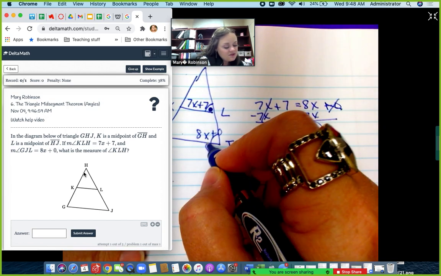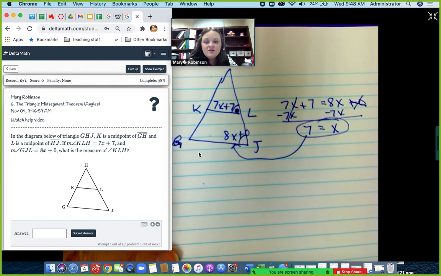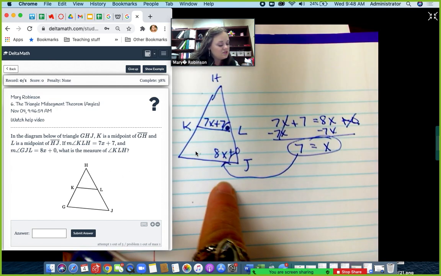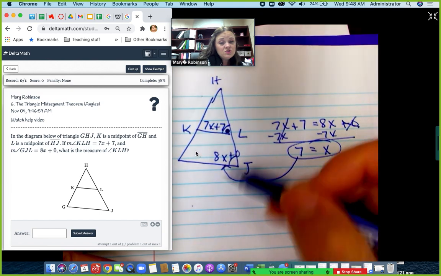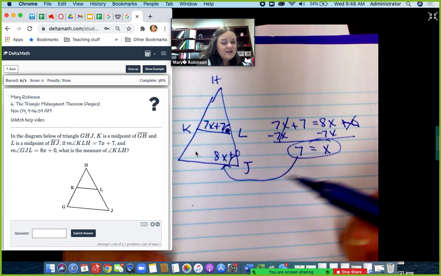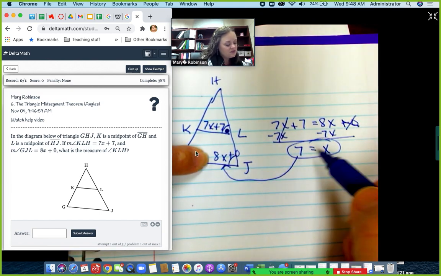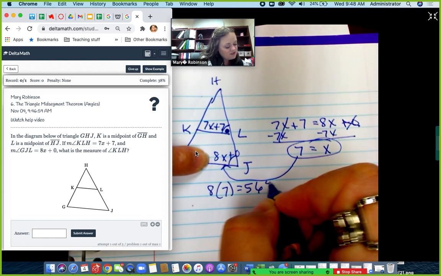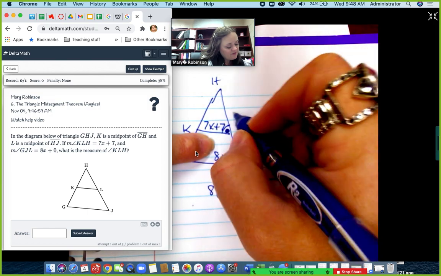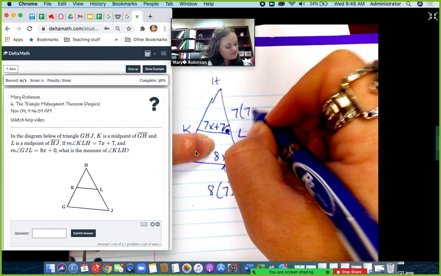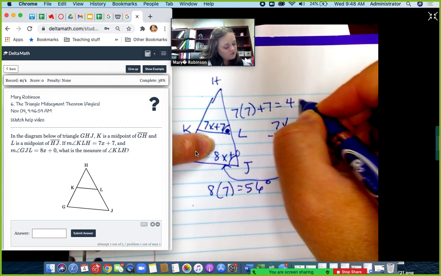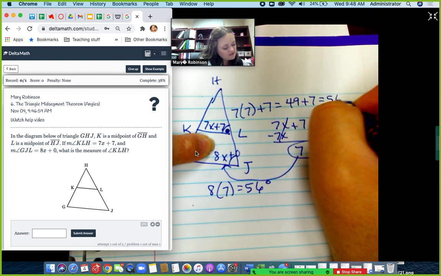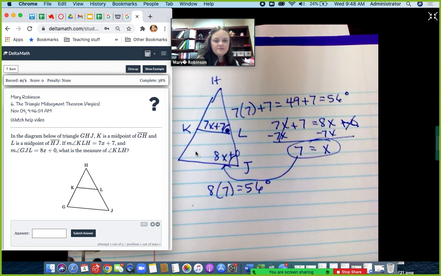But then they want us to find the measure of KLH, which is the same one. So does it matter which one you plug it into? No. In fact, I'd probably just plug it into whichever one was the simplest. So 8 times 7 is 56 degrees. Even if I plugged it in here, 7 times 7 plus 7 is 49 plus 7, which is 56 degrees, and notice they are congruent. So that's 56.